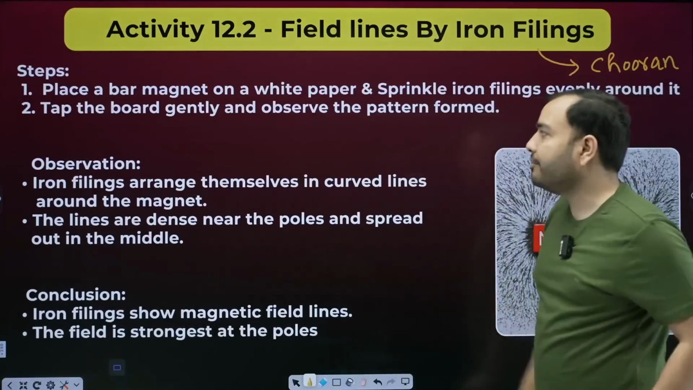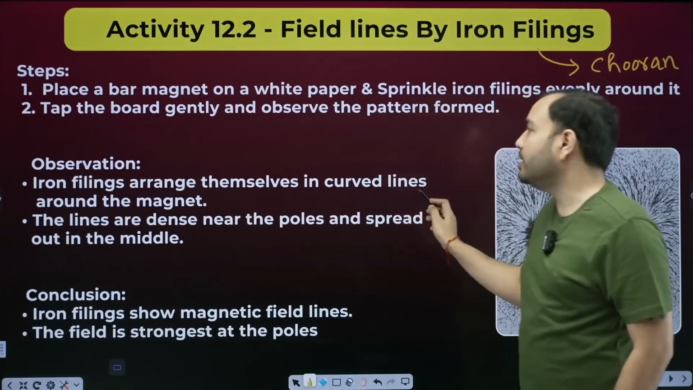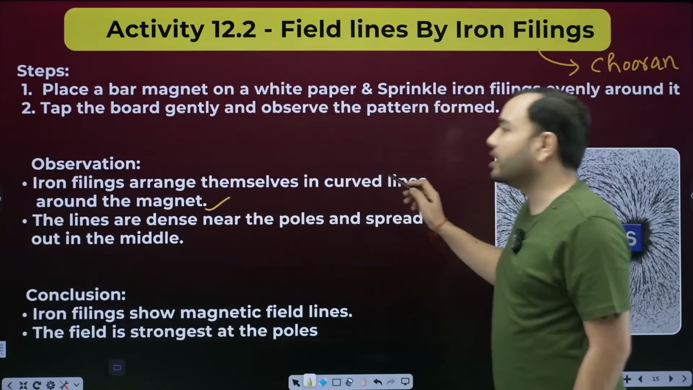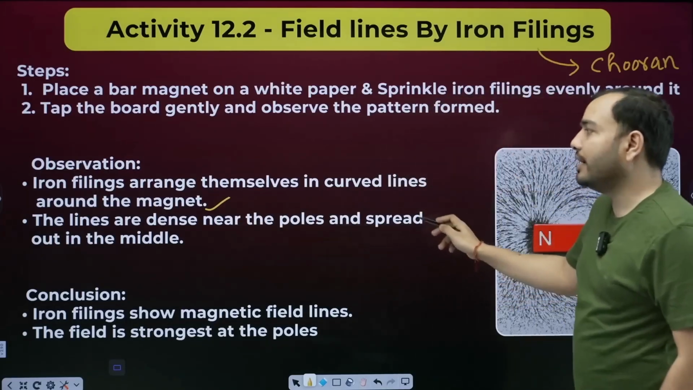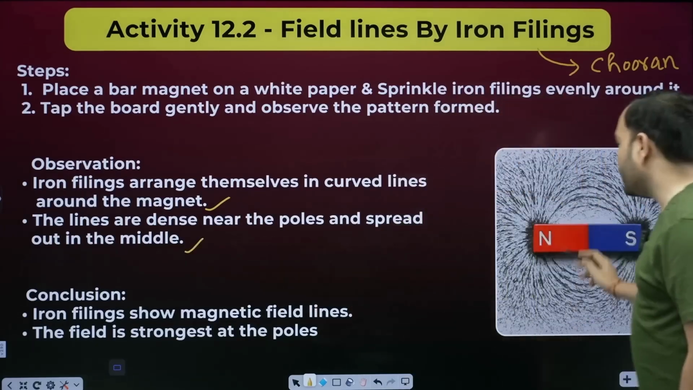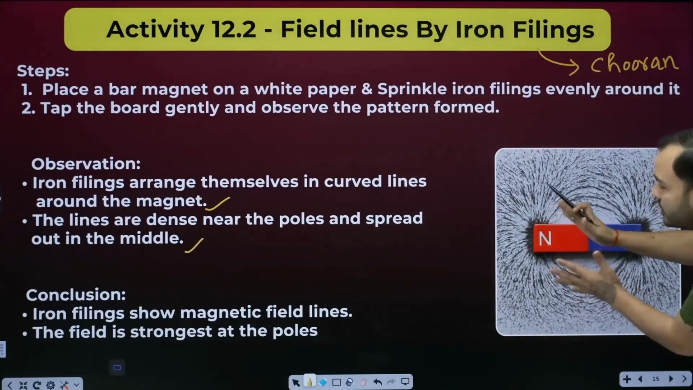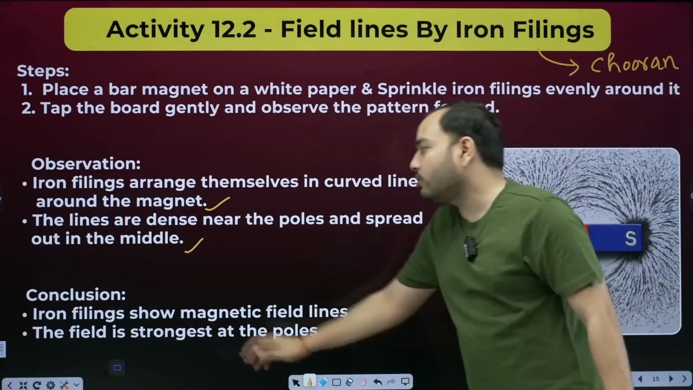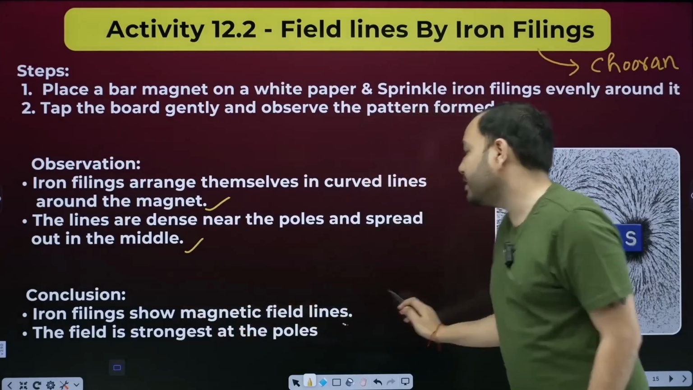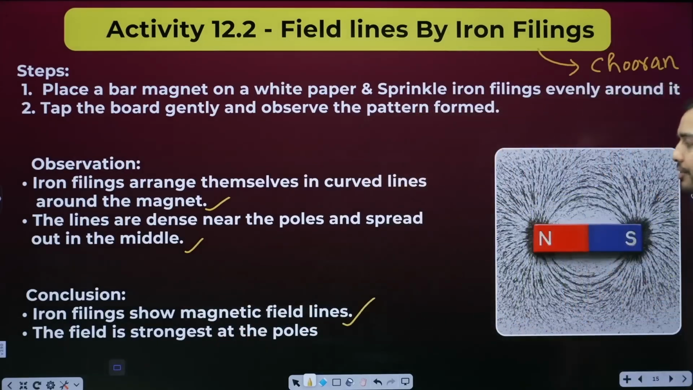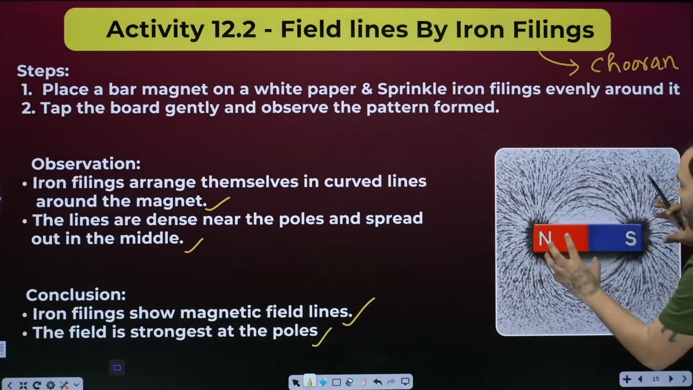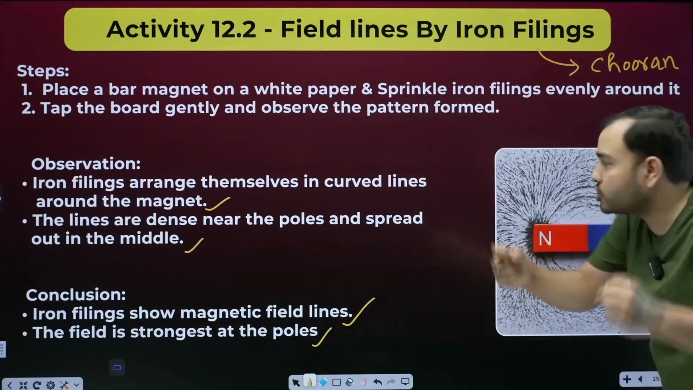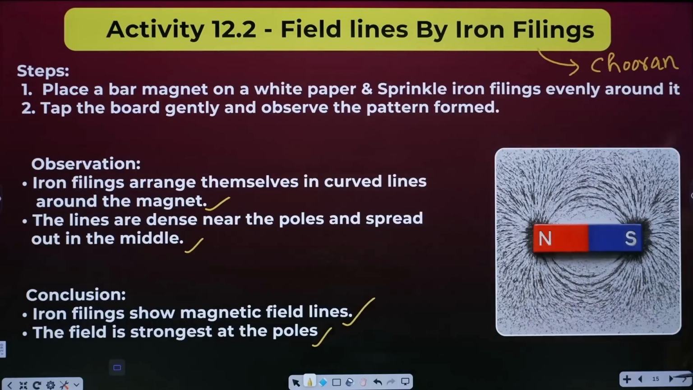What are the observations? Iron filings arrange themselves in curved lines around the magnet. What are these curved lines? Magnetic field lines. The lines are dense near the poles and spread out in the middle. Why is it dense? Because field is more here. Conclusion: iron filings show magnetic field lines. The field is strongest at the poles. At the poles, the most iron is accumulated because the field is strongest here. Outside, it keeps decreasing. Clear?